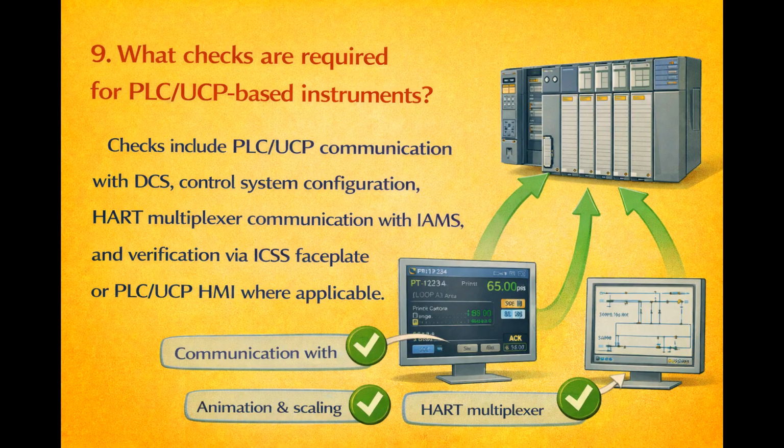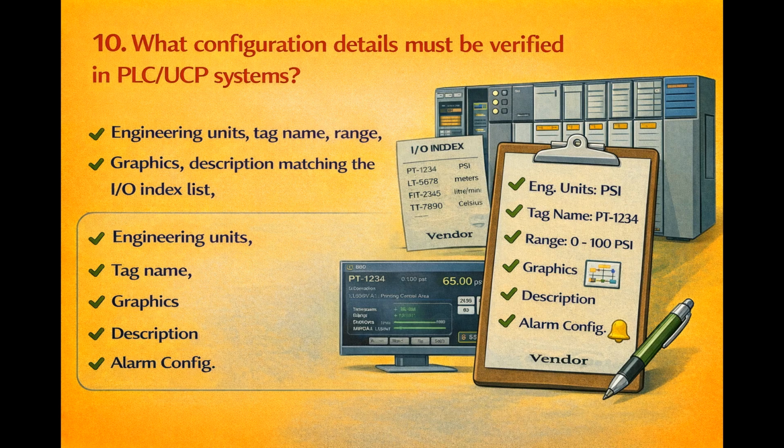What checks are required for PLC or UCP-based instruments? Checks include PLC or UCP communication with DCS, control system configuration, HART multiplexer communication with IMS, and verification via ICSS faceplate or PLC or UCP HMI where applicable. What configuration details must be verified in PLC or UCP systems? Engineering units, tag name, range, graphics, description matching the I/O index list, and alarm configuration as per vendor standards.